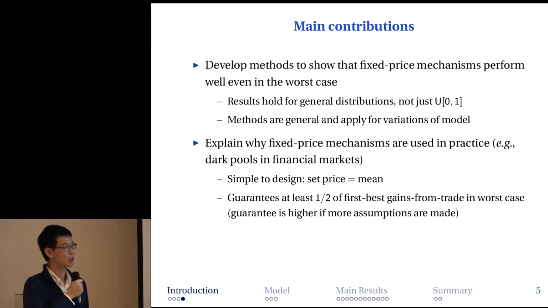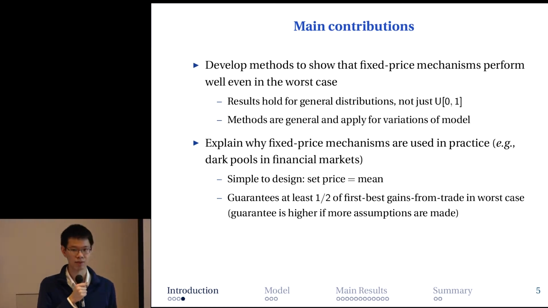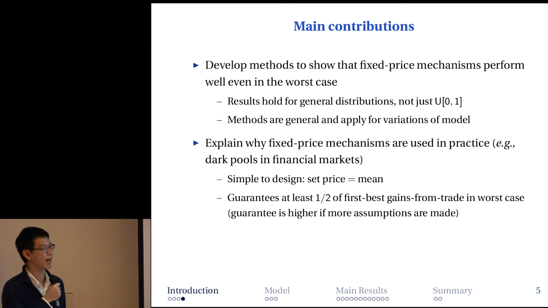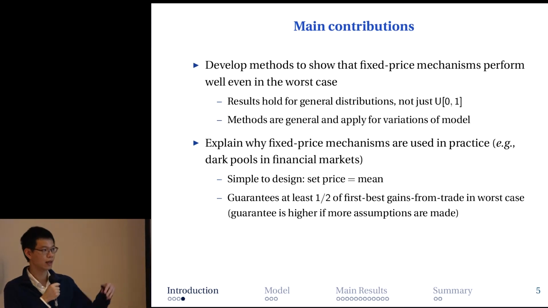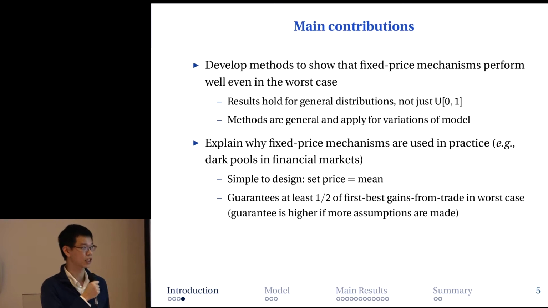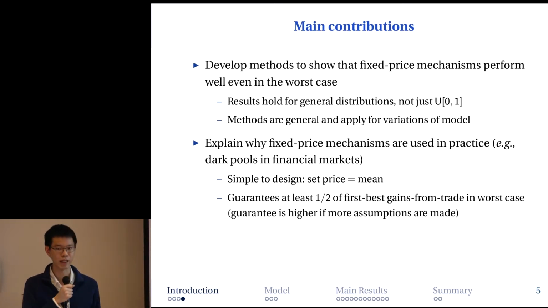Second, we also explain why fixed price mechanisms are used in practice. So one example of a fixed price mechanism that's used in practice are dark pools in financial markets, where dark pools take as fixed prices the price in lit exchanges, and agents in dark pools trade by choosing the quantity that they wish to trade instead.